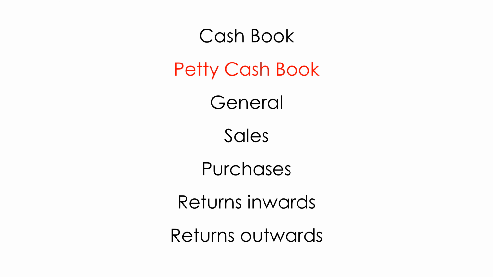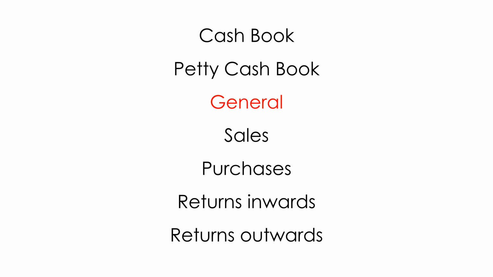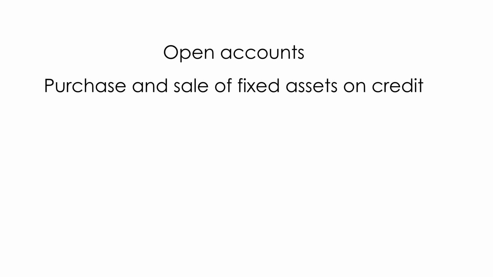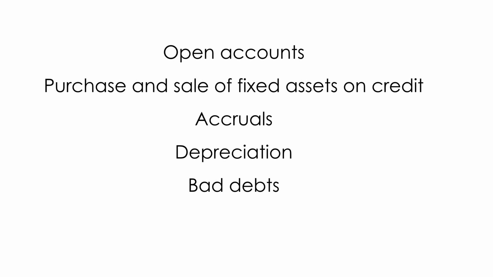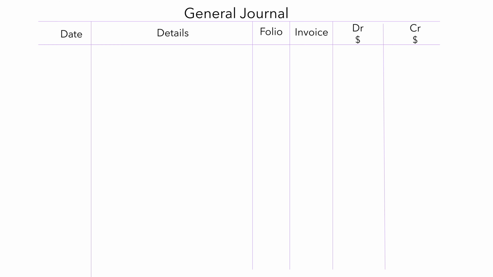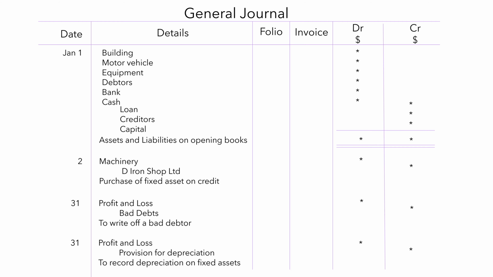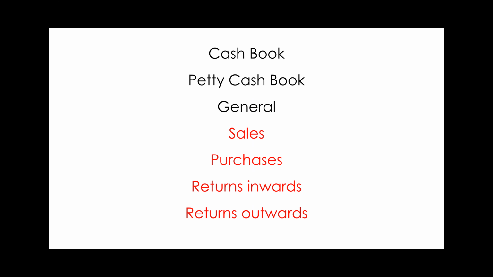Petty cash book is used to record small cash transactions so that they will not flood the cash book. General journal is used to open accounts, record purchase and sale of fixed assets on credit, accruals, depreciation, and any other transaction that is not related to goods for resale on credit. The books for that are sales journal, purchases journal, returns inwards journal, and returns outwards journal.